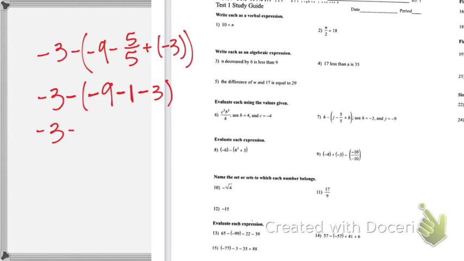We keep going with our parentheses. We get -13. These two negatives make a positive. -3 plus 13 is a positive 10.